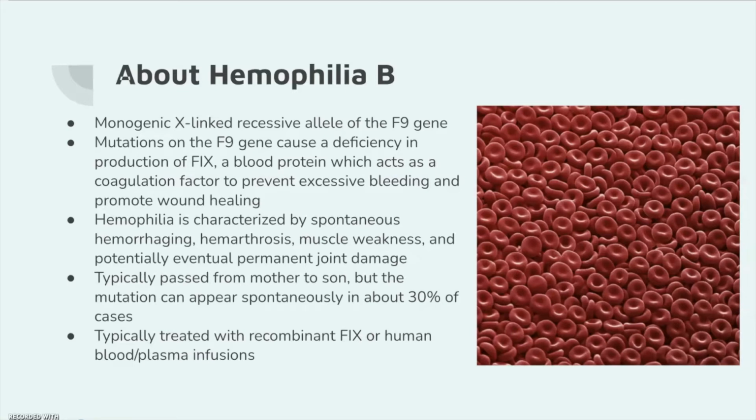When mutations occur on this gene, it causes a deficiency in FIX, a blood protein which acts as a coagulation factor to decrease bleeding and promote wound healing. Without sufficient FIX proteins circulating, those with hemophilia B experience excessive bleeding and hemorrhaging, which can lead to permanent joint damage. Because it's X-linked, it can only be passed from a carrier mother to son through the X chromosome, but the altered gene can occur spontaneously without family history in about 30% of cases.